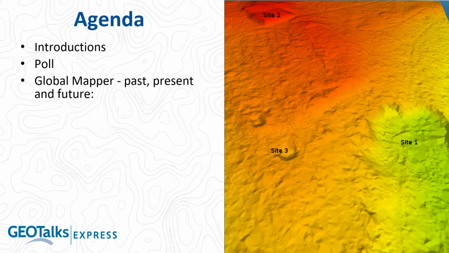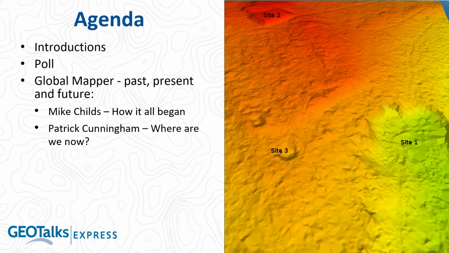We're going to look at Global Mapper from three different perspectives: past, present, and future. I'm kind of giving away here. We've got Mike Childs with us today. Mike's going to give us a little bit of the story of how it all began. Where did Global Mapper come from? What was the impetus behind the initial development of Global Mapper?